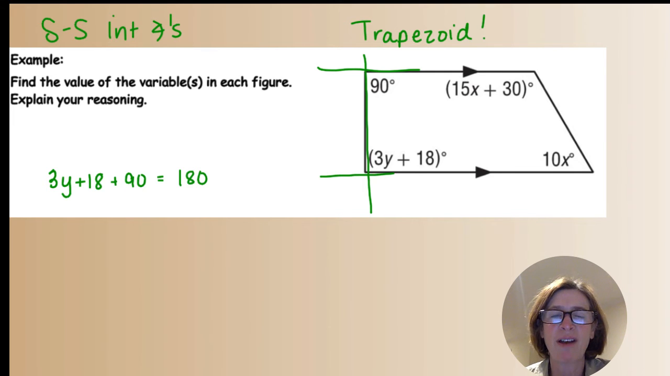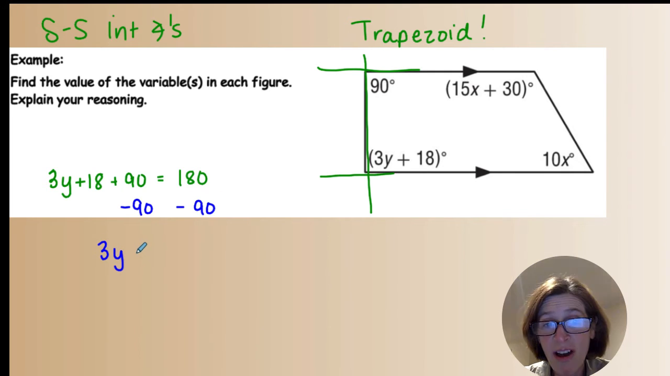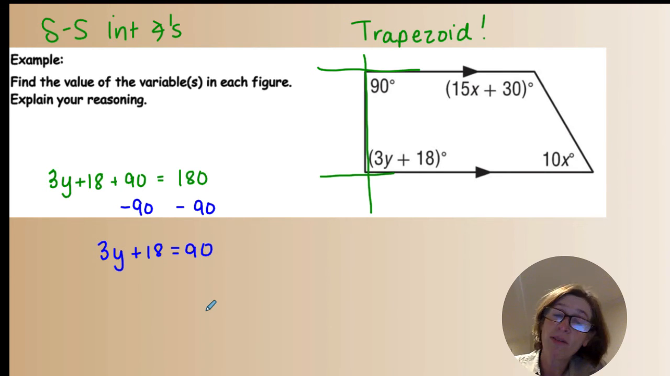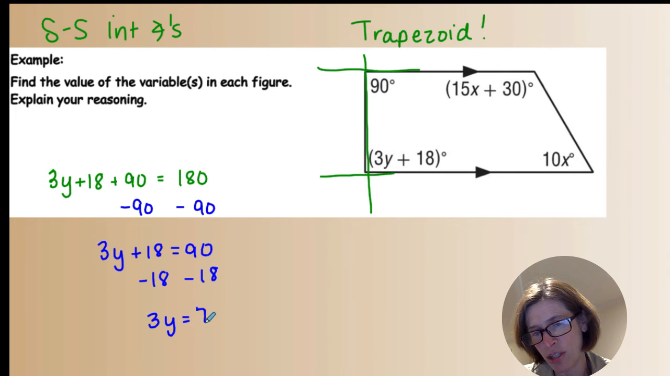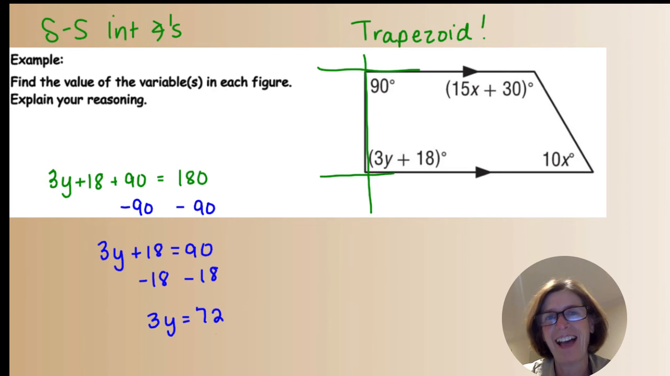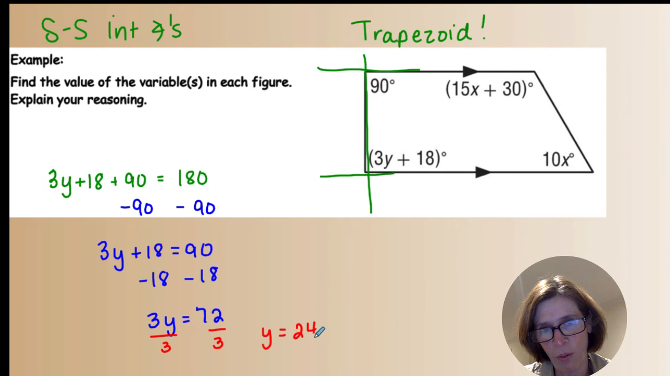All right, so how do we solve that? Well, to be honest with you, I think I would not combine the like terms. I'd probably get the 90 to the other side first because I know that value, 180 minus 90, is 90. But if you don't, no big deal. It'll still work. So I'm going to subtract 18 from both sides, giving me 3y equals, I think that's 72. Don't quote me on that. And then I'm going to divide by 3. And so y equals 24.